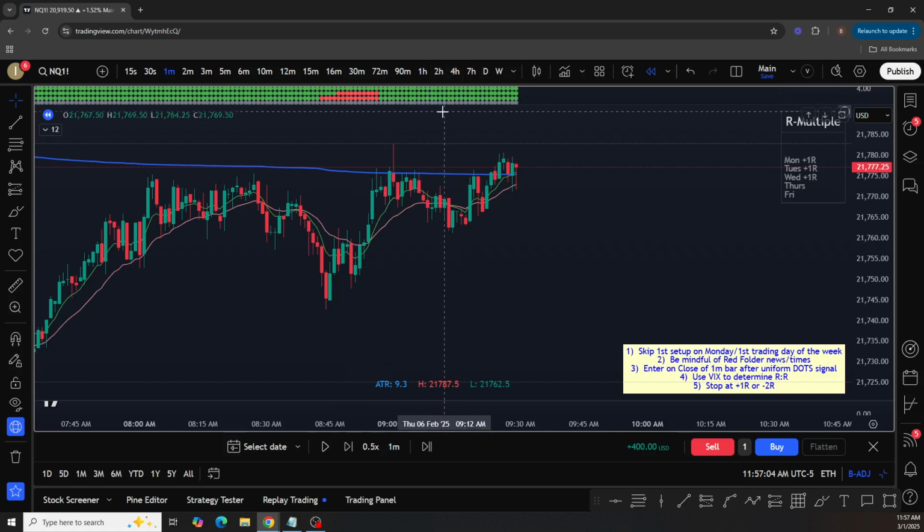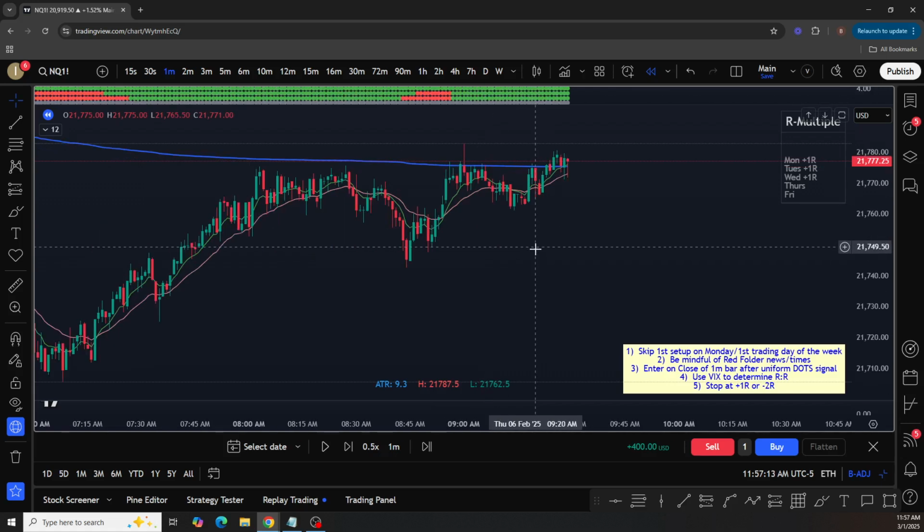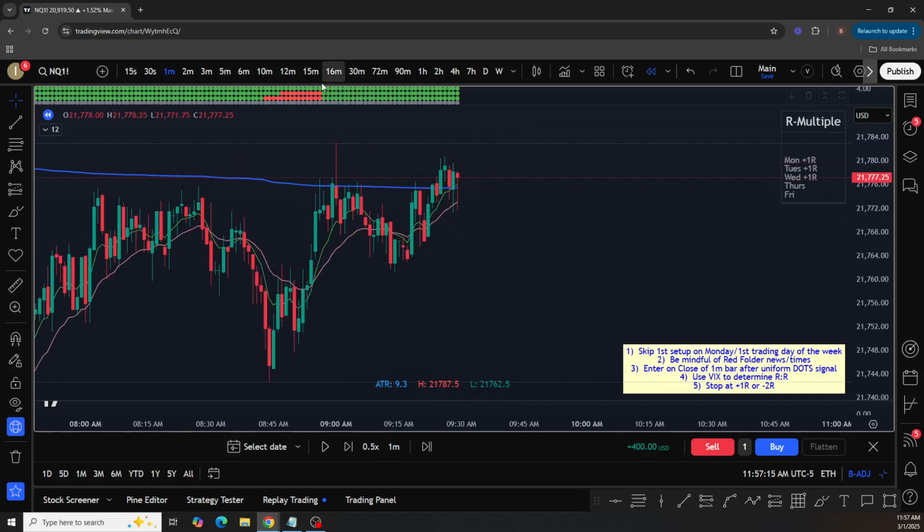The dots are used to provide a short-term bias, short-term market direction, where the odds are likelier than not that when the dots are all green, the market should move higher. Is it 100% certainty? No, but that's what backtesting is for.